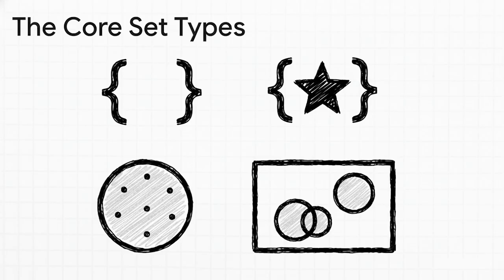Then you've got a finite set, which just means you could, in theory, count everything in it even if it's a huge number. And finally, the universal set. This one's important. It's like the universe for the problem you're working on. It's the big master set that contains everything you're currently talking about.